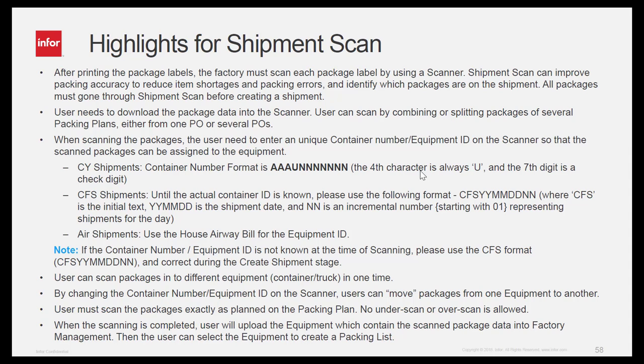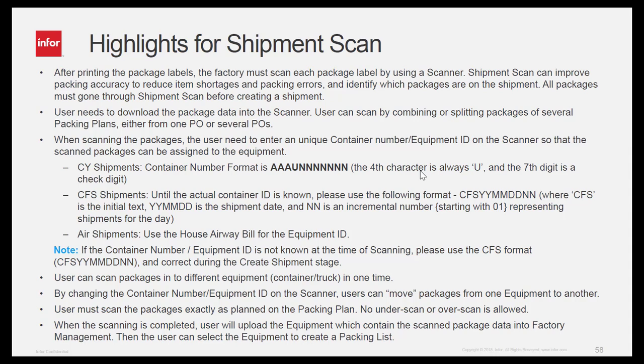If the container number or equipment number is not known at the moment of scanning, please use the CFS format and correct it during the create shipment stage, which I will show you how to do when creating a shipment. The user can scan packages to different equipments, container or truck, in one shot. The user must scan the packages exactly as planned on the packing plan. There is no underscan or overscan allowed.